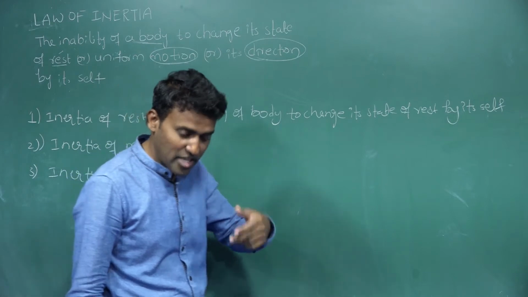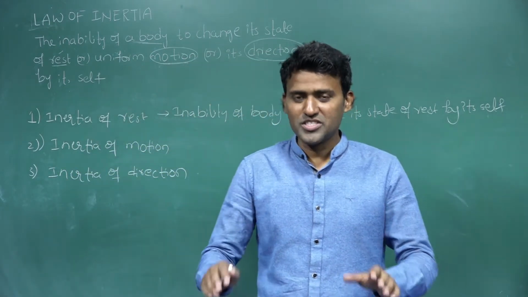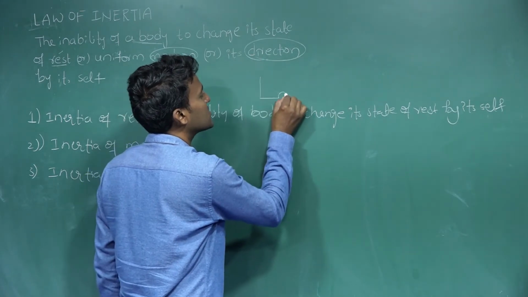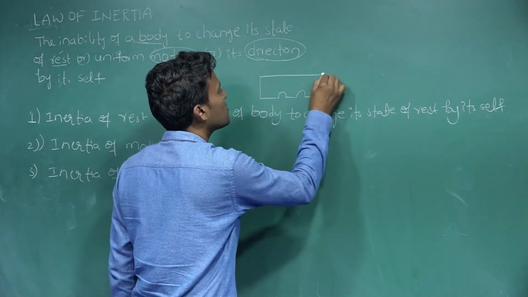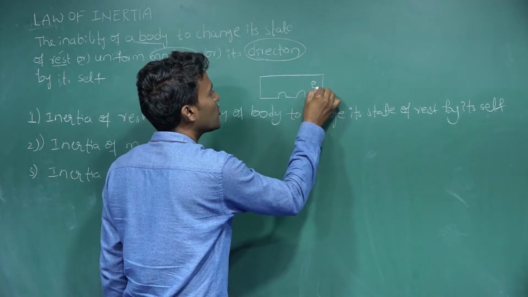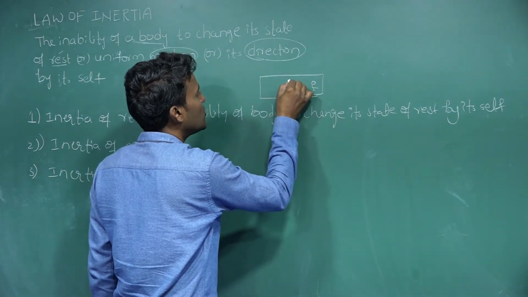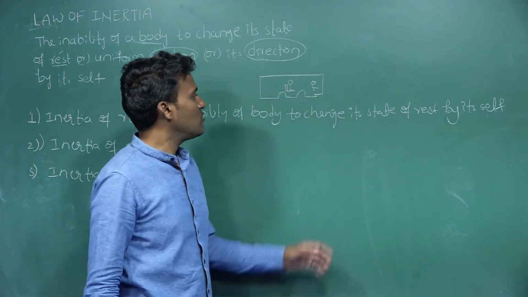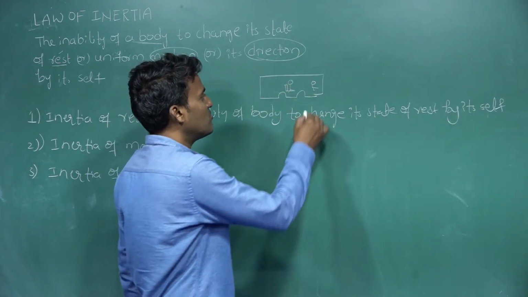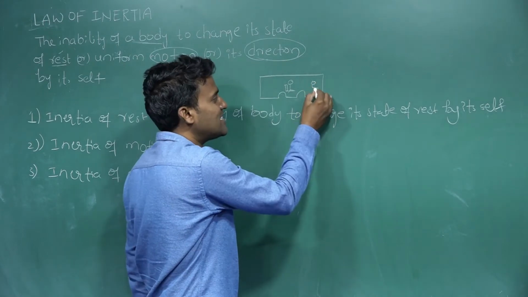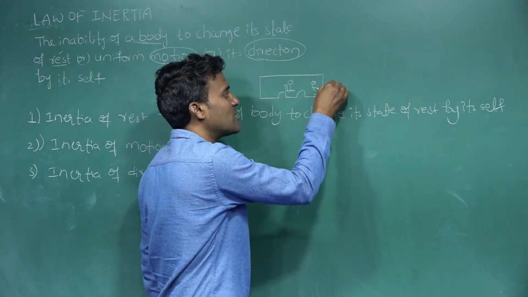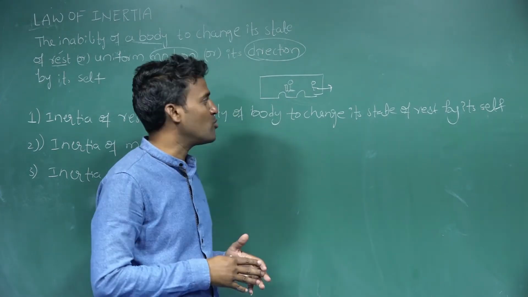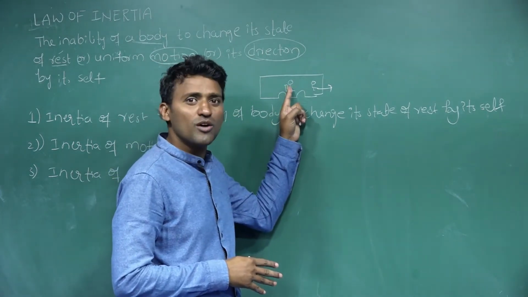For example, you are sitting in a bus. The bus is initially at rest. This is the driver's position, and you are sitting inside the bus. The bus driver entered and suddenly started the bus. At that moment, what is the motion of your body?